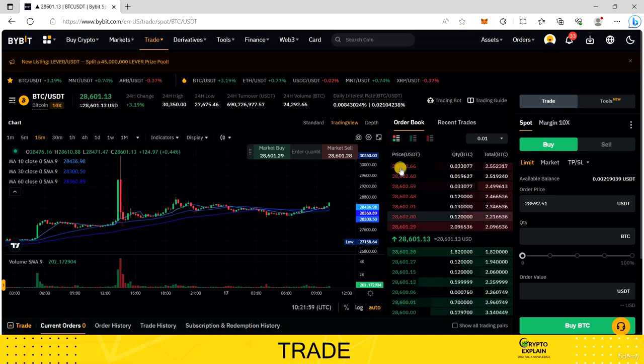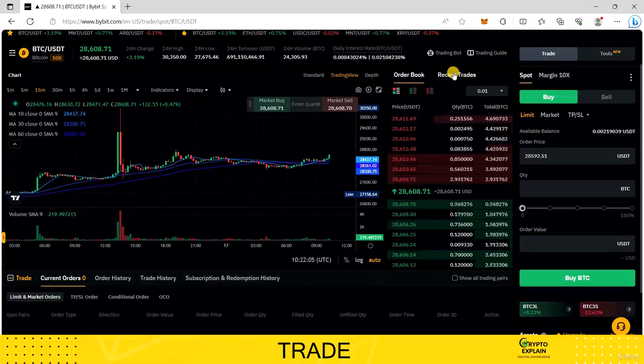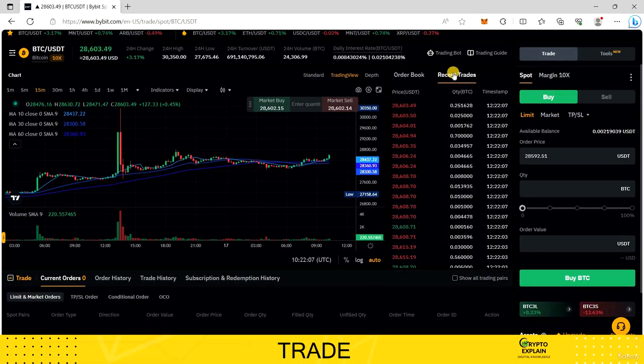Further in red, we will find a list of sales orders. In green, we will find a list of purchase orders. This moving list is the most recently completed orders. There are both sold and bought transactions here.